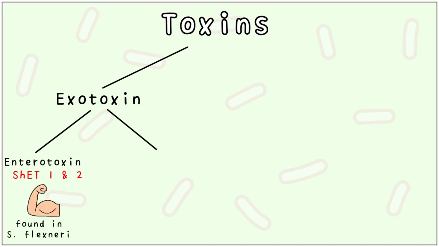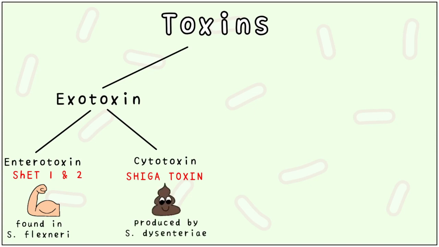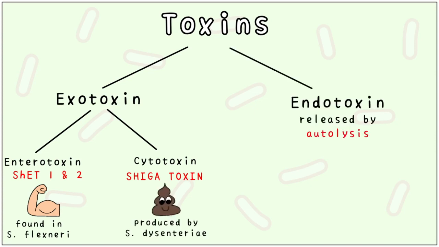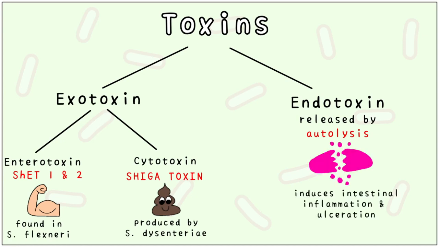Shigella produces two types of exotoxins: enterotoxin, called Shigella enterotoxin type 1 and type 2, found predominantly in S. flexneri. It also produces a cytotoxin called Shigatoxin, produced by S. dysentery. Shigella also possesses an endotoxin, which is released by autolysis. This primarily causes intestinal inflammation and ulceration.